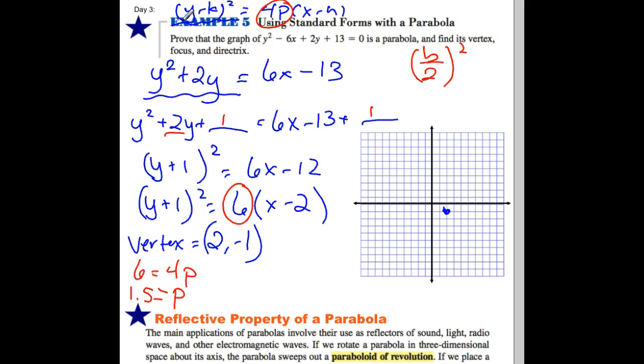Now, how do we know if that focus is 1.5 units up, down, left, right from the vertex? How do we figure that out? Okay, it's a y squared kind, right? So y squareds go to the side. So y squared kind, and we know that P is positive, bigger than 0. So it's going to open which way? All right, so we know it has to open to the right. So we're going to go 1.5 units to the right to find our focus.